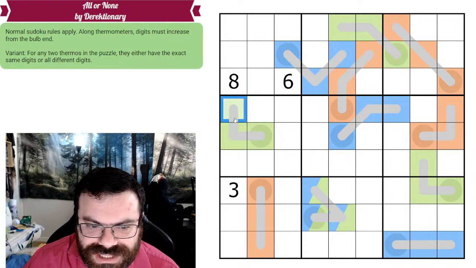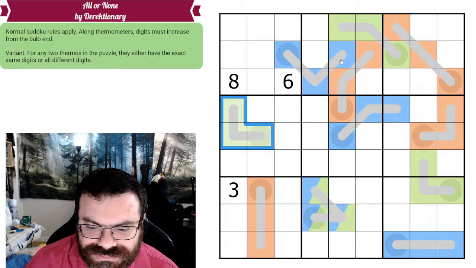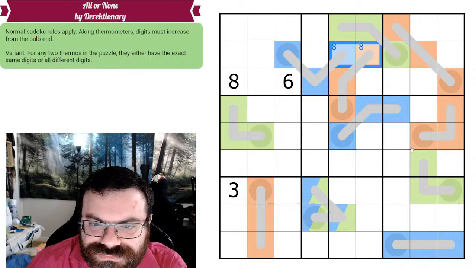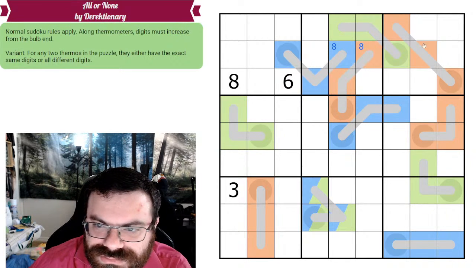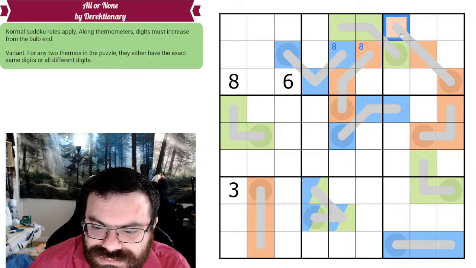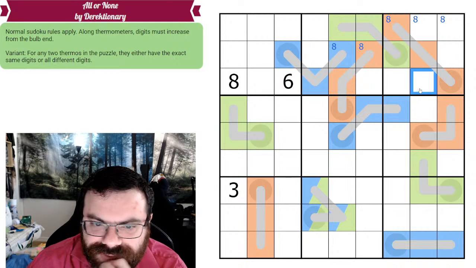Let's see. 8 can't be in these two or these two. 8 can never be in a bulb. So green doesn't have 8 on it at all. Blue, if it had 8, would be on the end. And if orange had 8, it would be on the end. So one of these two is an 8. It's an 8 up here.